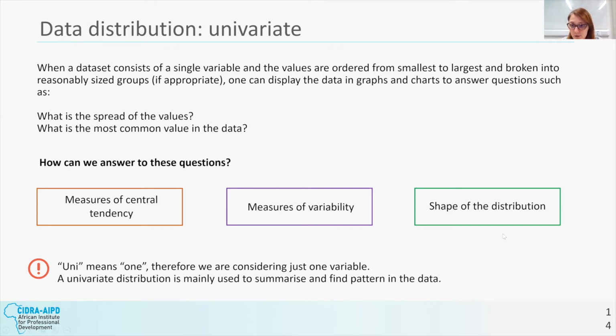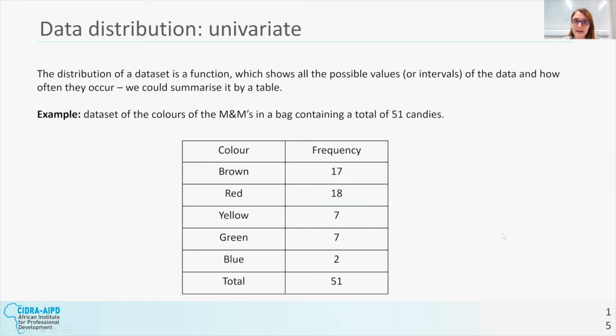But let's see an example of data distribution, and let's go back to our M&M's bag. But this time we have got greedier, so we want a bigger bag. We have 51 candies in total, and our idea is to define the distribution of color in our M&M's bag. So we're going to pick each M&M, and then we're going to record the color. At the end of our experiment, we have found out that 17 M&Ms are brown, 18 red, 7 yellow, another 7 green, and 2 blue, for a total of 51 M&Ms.